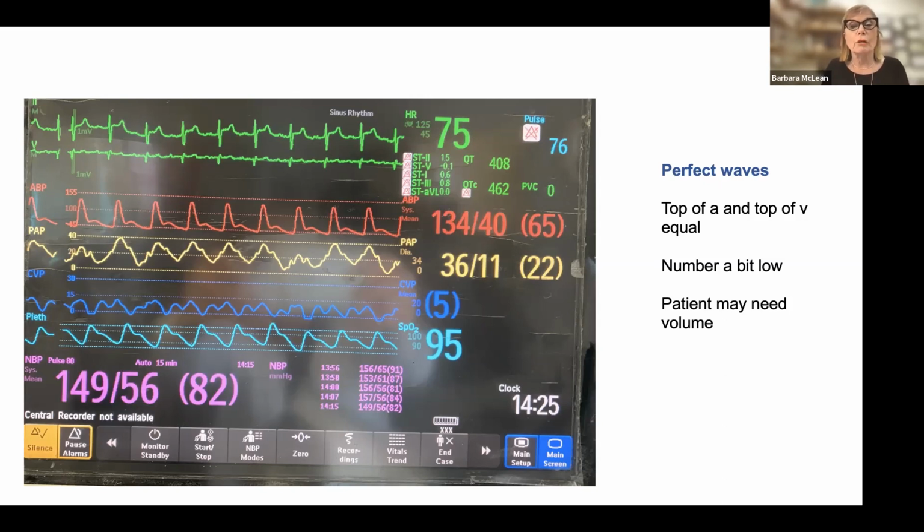Patient looks pretty darn good. He's got a nice normal CVP, he has lovely waves, might be a little bit low. If I'm concerned, he has a base deficit, his urine output is low. His pressure looks pretty good. His diastolic pressure is low, but I might give him a little bit of volume. I might give him a volume challenge and see, does he have some improvement?